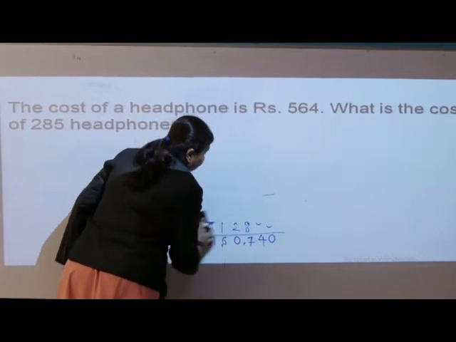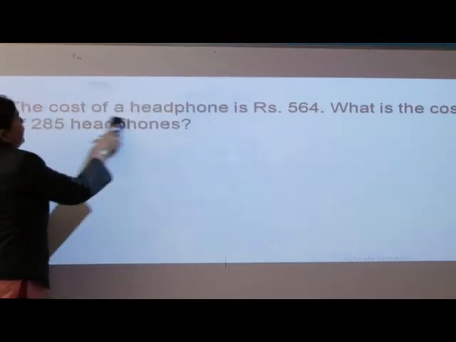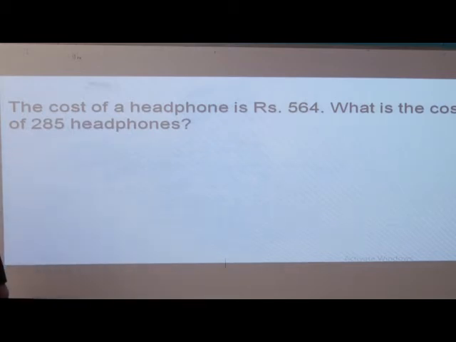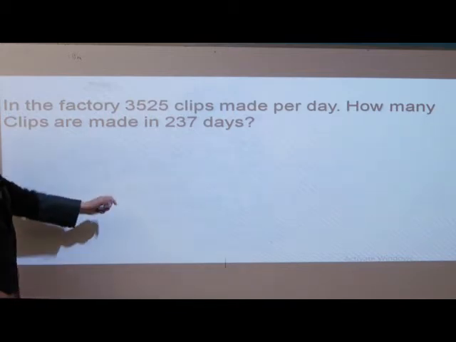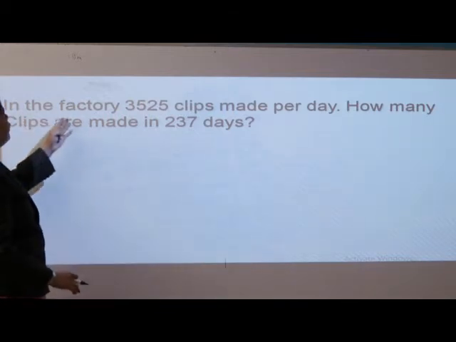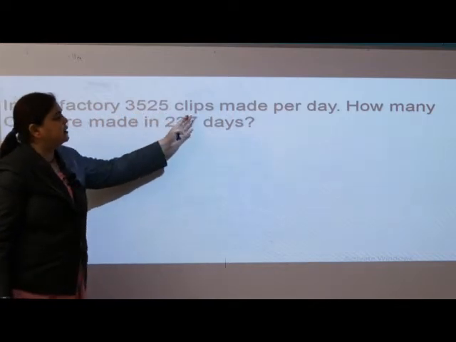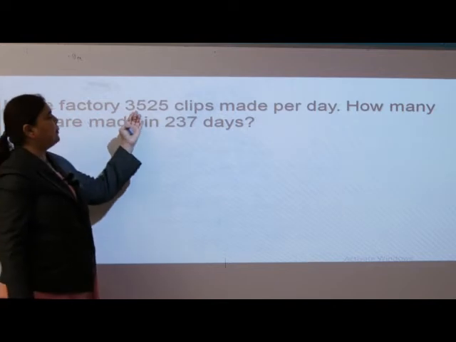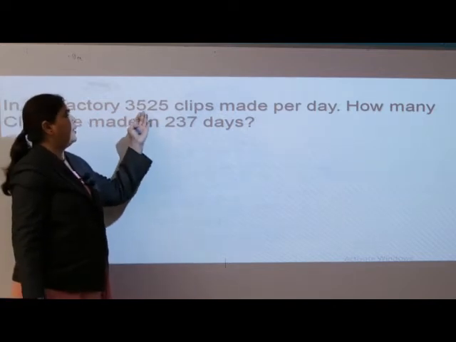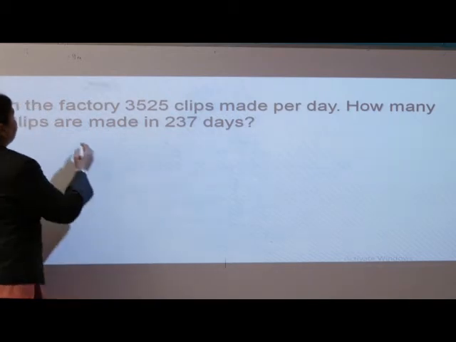Everyone understood? Because we had learned previously also what are the simple multiplications, and we had seen one more word problem, so you will understand. Now another word problem we will explain, we will try to solve. In the factory, 3,525 clips are made per day. In one day, how many clips were made? 3,525.